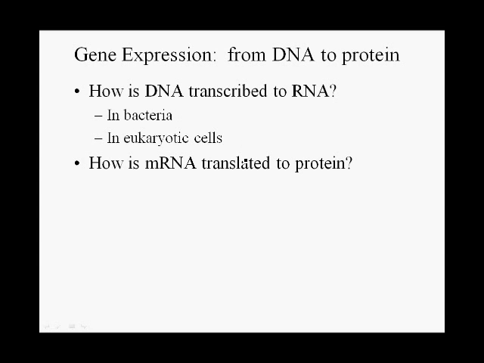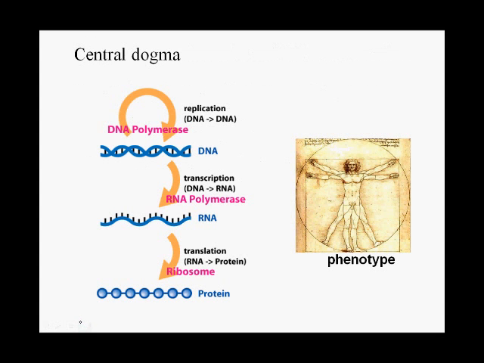And in eukaryotic cells, the additional complications involved in RNA processing in the nucleus before the RNA transcript can be translated to protein. This process is called the central dogma of molecular biology, that information encoded in DNA is replicated by DNA polymerase, and we talked about that in the last video.